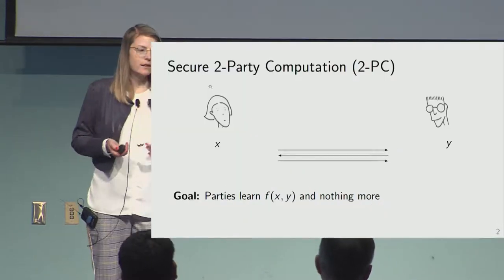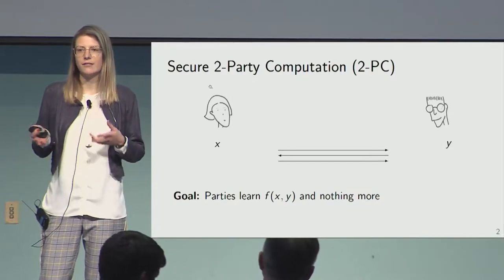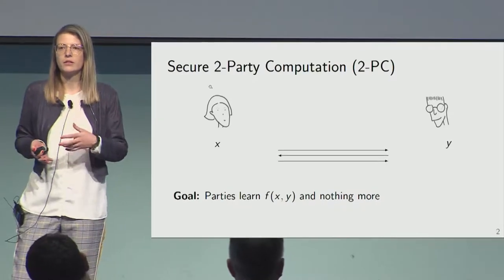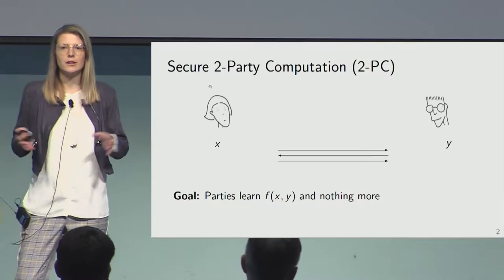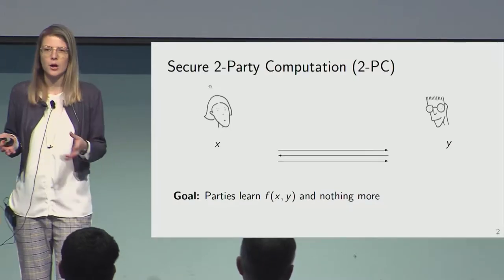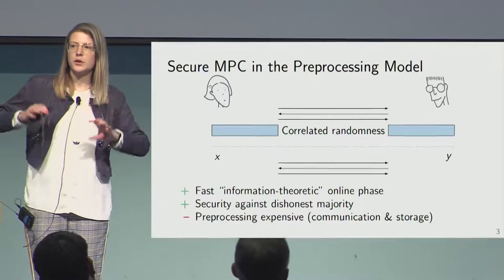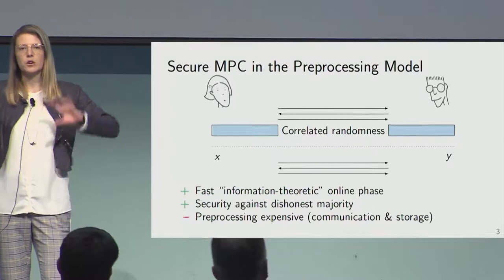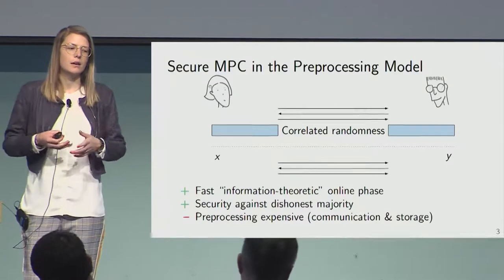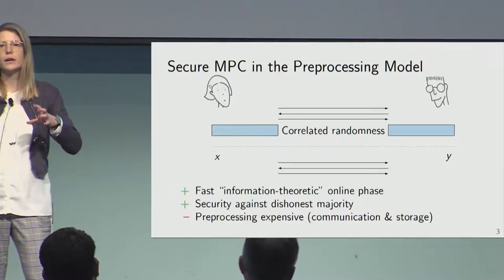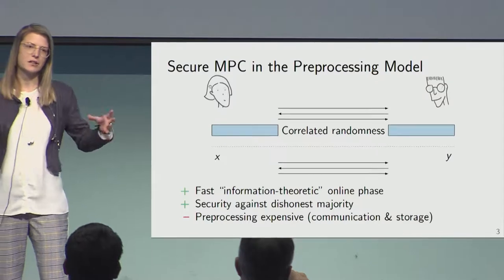So the setting we're in is secure two-party computation, where Alice and Bob want to securely evaluate a function on their inputs without leaking anything more than the function output. And this is great. We know how to do this for a long time, but the problem is always efficiency. So one way to deal with this is to push the expensive cryptographic part to an offline computation phase, which can be done long before the inputs are known. And then once the inputs are known, the end-to-end phase is very efficient and has lots of nice properties.